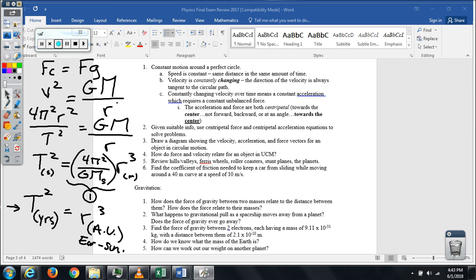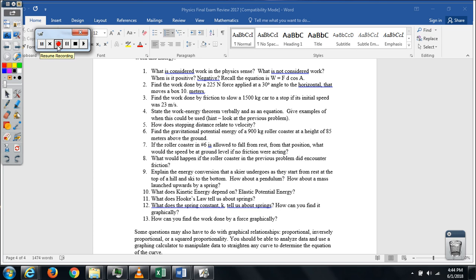Alright, last page. So what is considered work in the physics sense? That's whenever a force causes a change in motion. Forces can act on a system, but if they're not responsible for the motion that you're trying to observe or measure, then that force is not doing that work. So we define work as F delta x cosine theta.